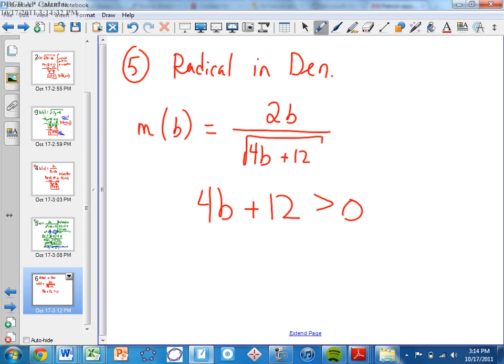So, does the numerator matter here? No, it doesn't matter when we're solving. In this case, it does not. If you had a radical in the numerator, then it would matter, and we'll do that next. Are you finding that?